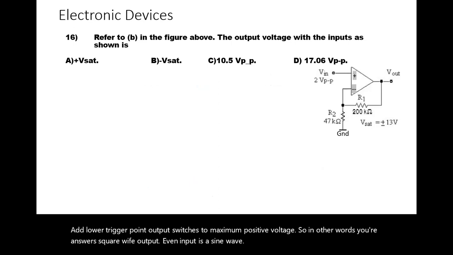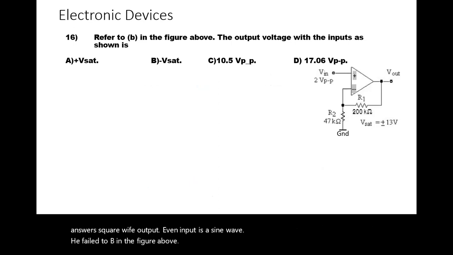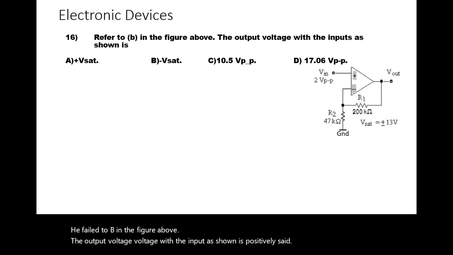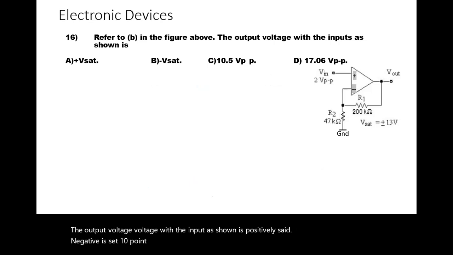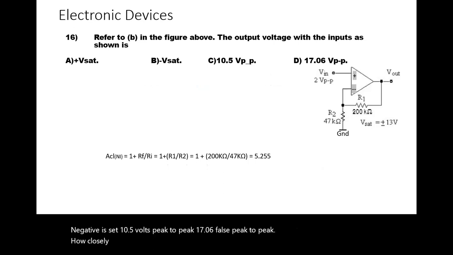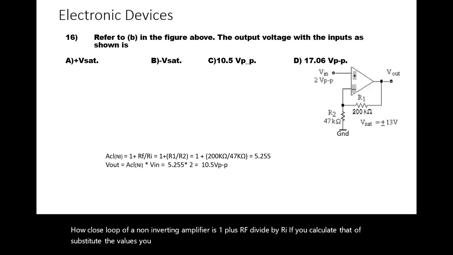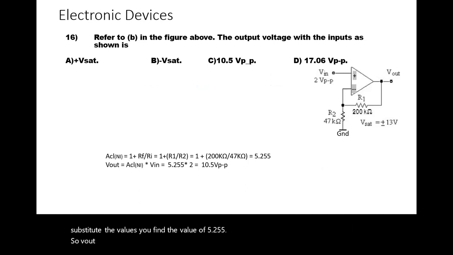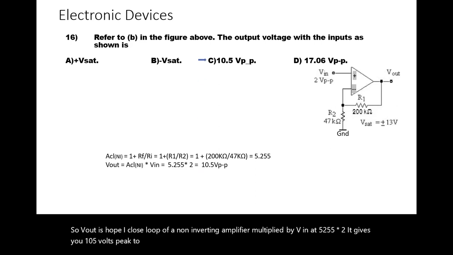Refer to B in the figure above. The output voltage with the input as shown is positive VSAT, negative VSAT, 10.5 volts peak to peak, 17.06 volts peak to peak. The closed loop gain of a non-inverting amplifier is 1 plus RF divided by RI. If you substitute the values, you find a value of 5.255. So V out is the closed loop gain of the non-inverting amplifier multiplied by V in. It's 5.255 times 2. That gives you 10.5 volts peak to peak. So therefore my answer is C.